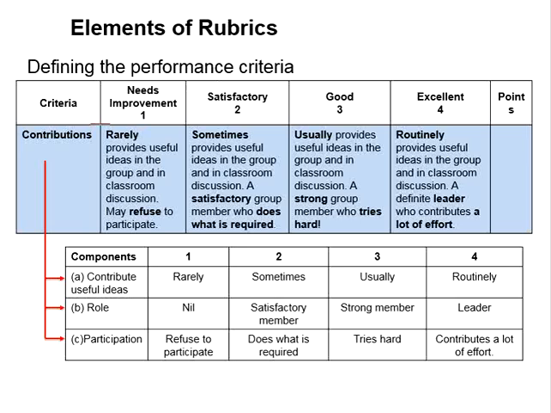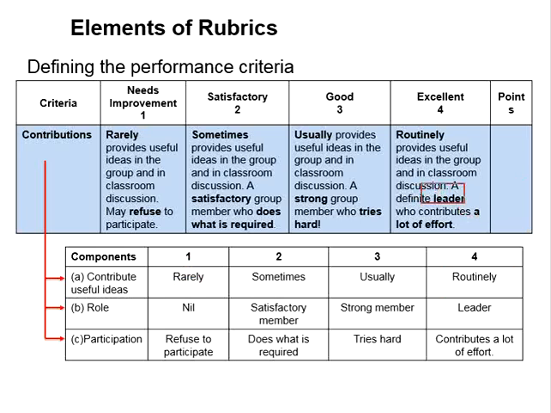Now it is: rarely provide useful ideas in the group and in classroom discussions, may refuse to participate. Now the behavior of the students contradicts the behavior here. They are talking about similar things, just that the level of behavior changes. You may refer to 1 and 4 here. Instead of routinely, now it becomes rarely.